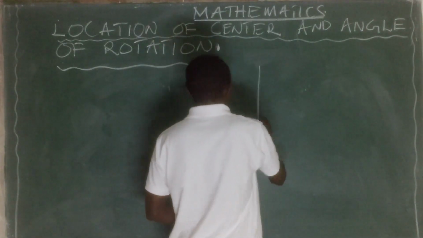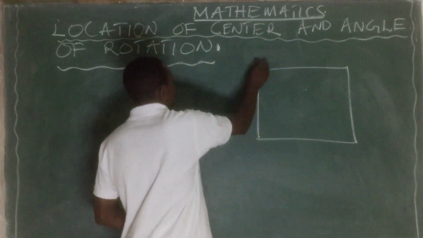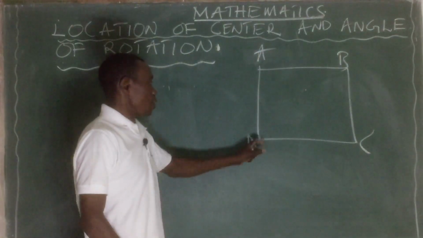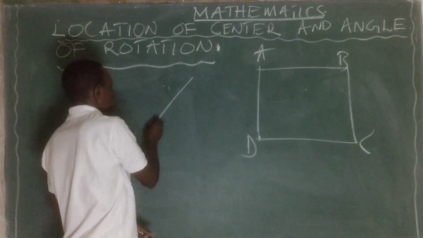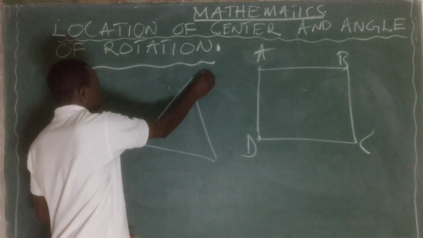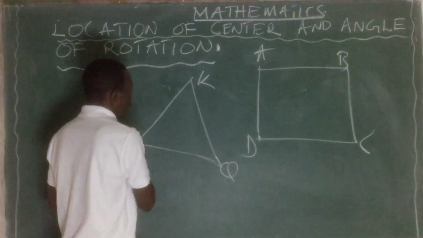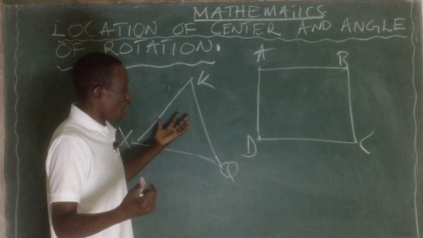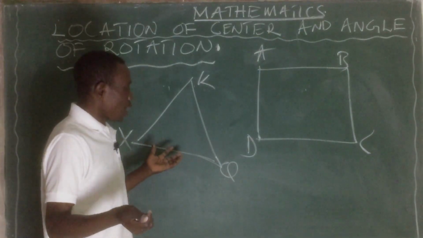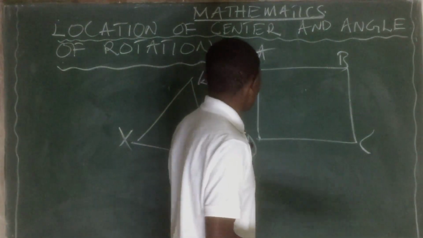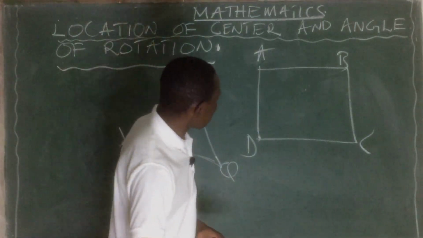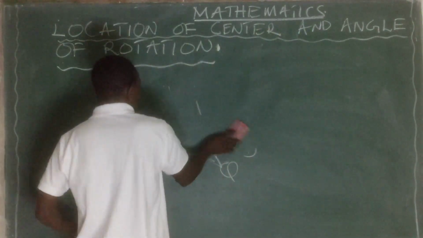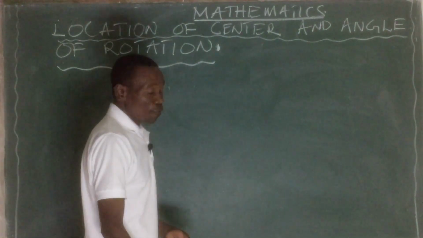Say you're given a figure, for example a quadrilateral ABCD, and you'll be asked to rotate this figure. It could also be a triangle, maybe KXQ, or a parallelogram, and so on. You'll be asked to rotate any kind of figure. The issues that you need to consider in rotation, as I highlighted in the previous videos, are just three main things.